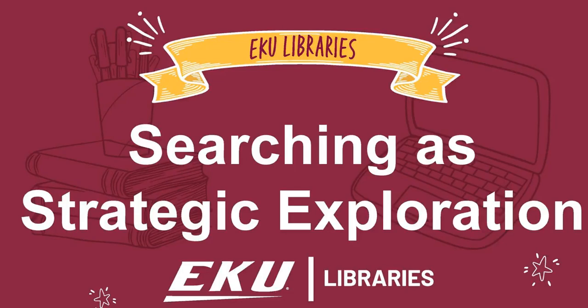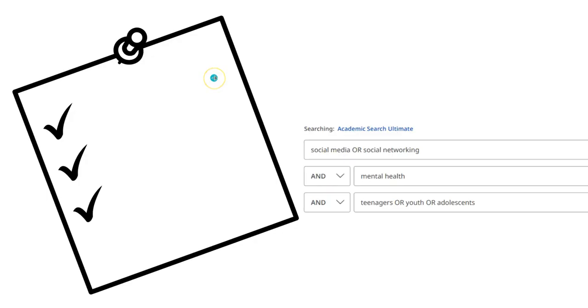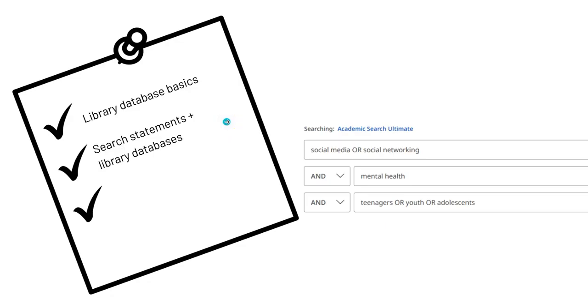Welcome back, Colonels. Now that you've mapped your research topic to develop research questions, identified and brainstormed keywords, and created your search statement, it's finally time to explore databases and find those academic sources you'll need to support your research project. In this tutorial, we will learn the basics of navigating a library database, how to use search statements in the database, and how to refine our original searches. Let's get started.